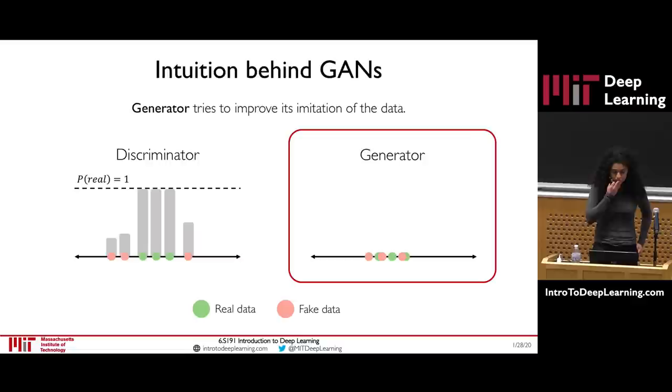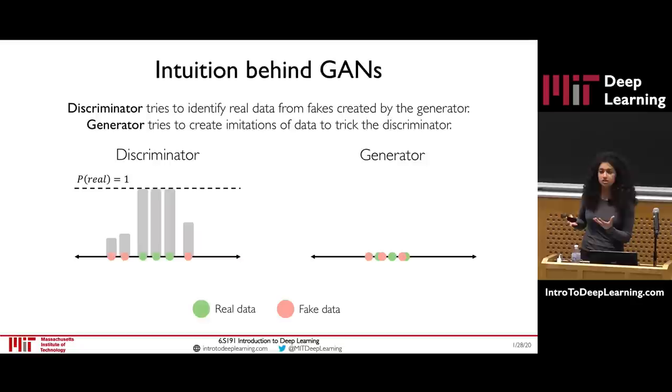And eventually, it's going to be very hard for the discriminator to be able to distinguish between what's real and what's fake, while the generator is going to continue to try to create fake data points to fool the discriminator.